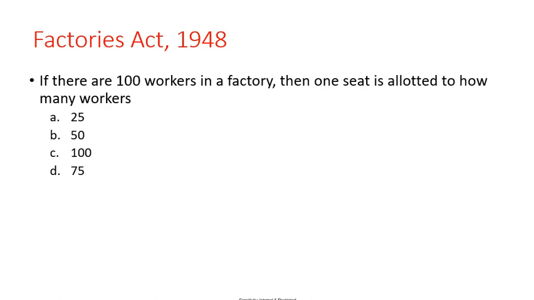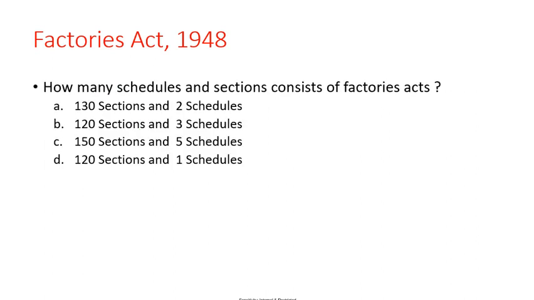Next question. If there are 100 workers in the factory, then one seat is allotted to how many workers? Options: 25, 50, 100, 75. Correct answer is 25.